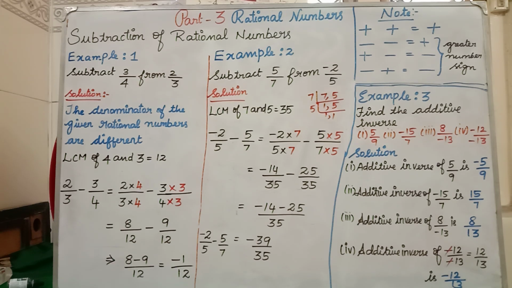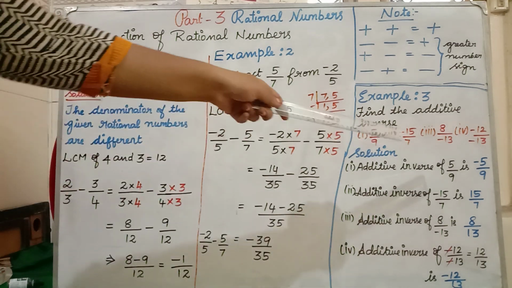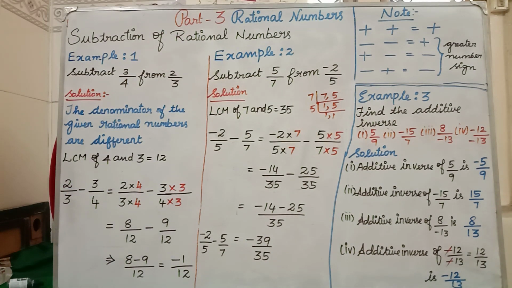Clear, all of you? Clear about the subtraction? Now in example 3, find the additive inverse. This subtraction only, we will see the additive inverse. Wherever the term additive inverse comes, we'll see some examples now so we'll be more clear about it. Additive inverse of 5 by 9 is minus 5 by 9.